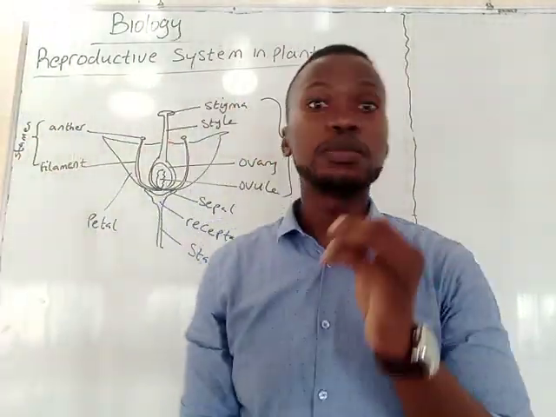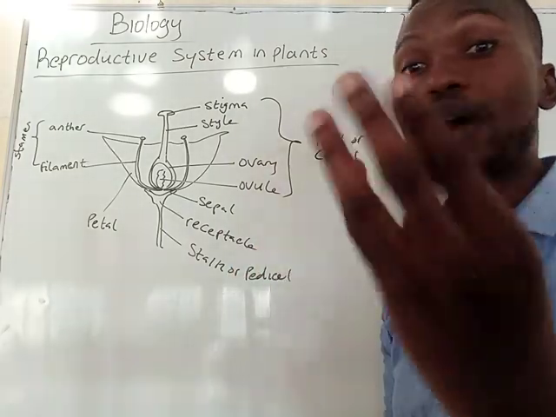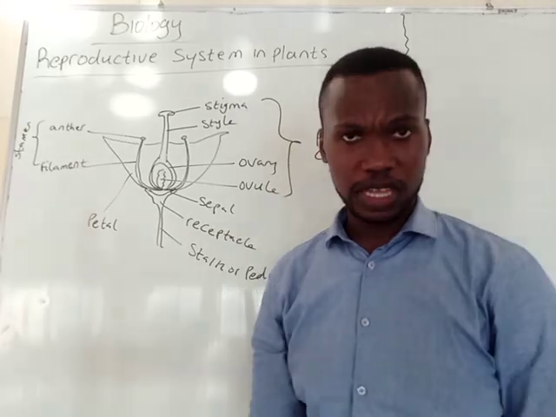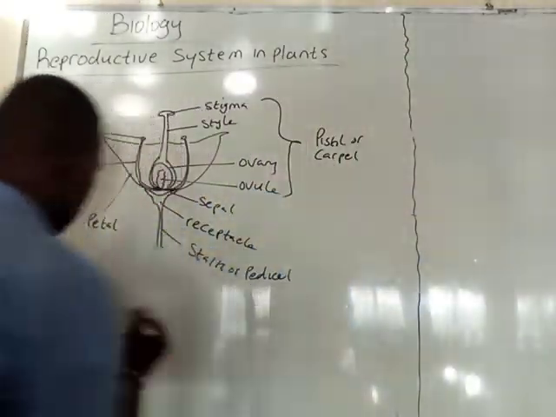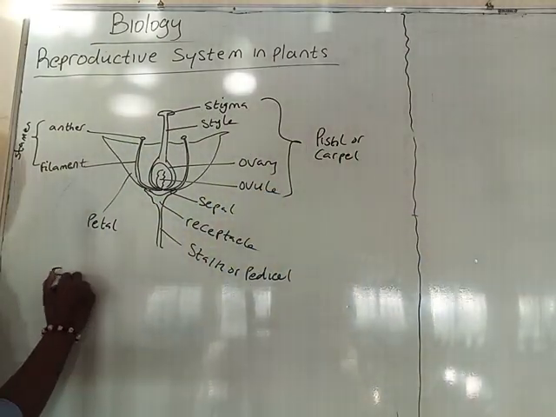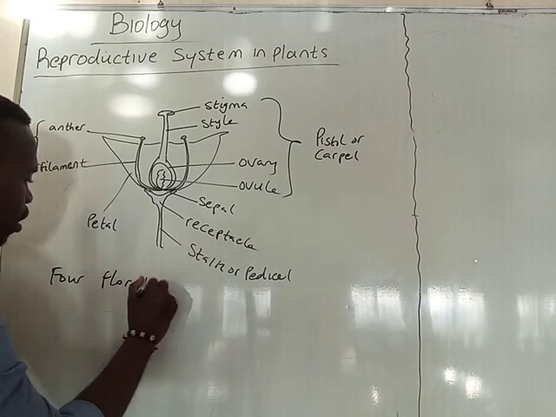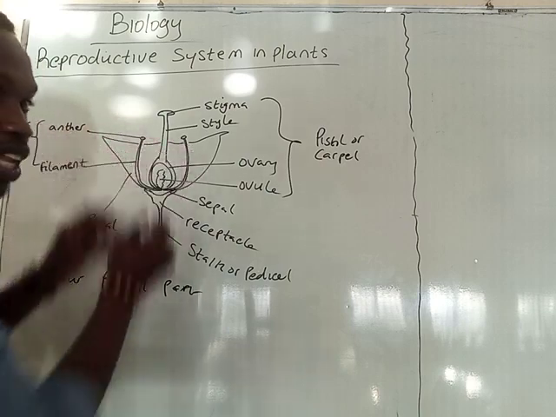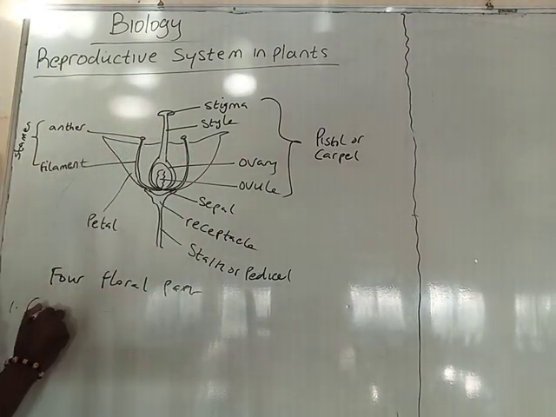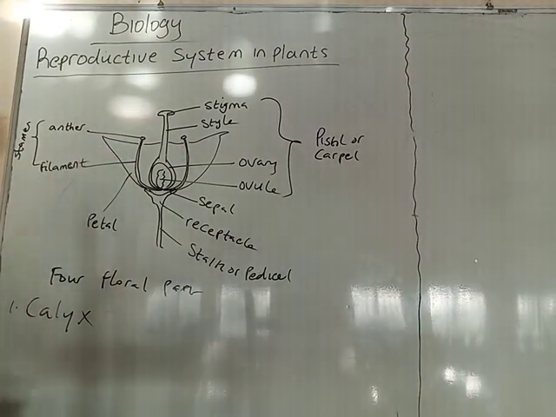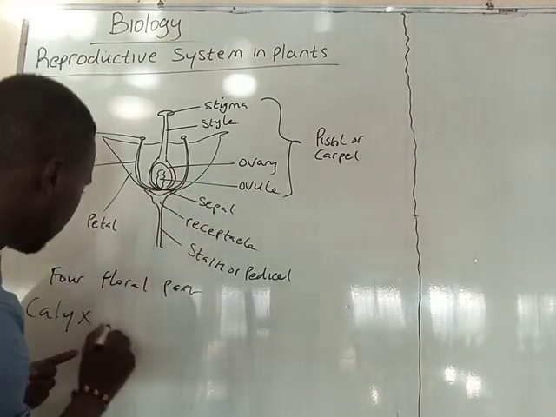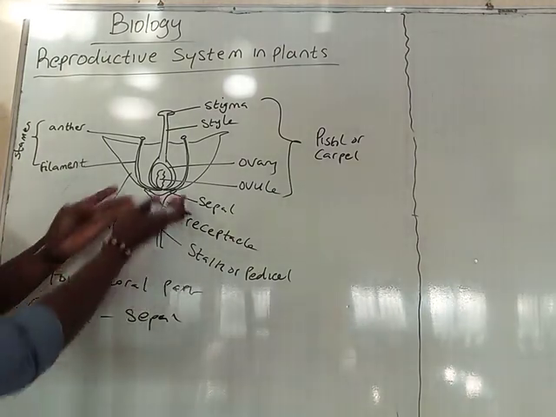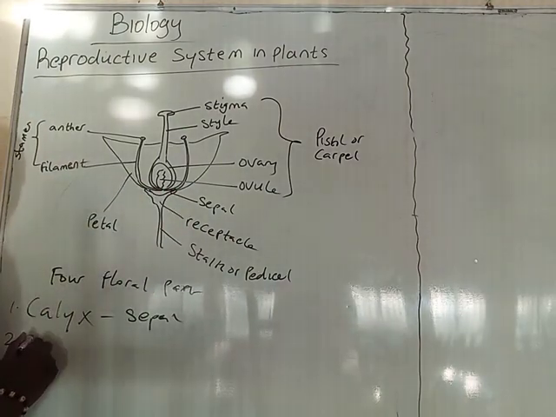Now, real quick, a typical flower is made up of four floral parts. Let me just quickly write it down here. Four floral parts. I'm still trying to put more light on this. Number 1, we have the calyx. The calyx is simply the sepal, this part. Then we have the corolla.